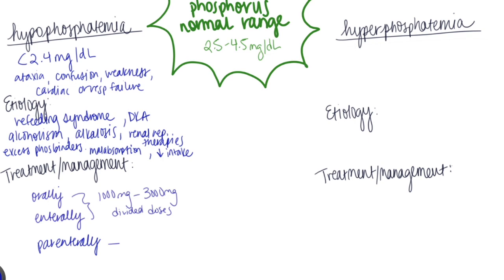And with parenteral, you might see anywhere from 0.08 to 0.64 millimoles per kilogram. Again, this is going to be for more of your mild to moderate individual with hypophosphatemia, and this is going to be up into your more severe individuals. Now, if you're going to provide parenterally, you're likely to reassess 2 hours post-infusion.